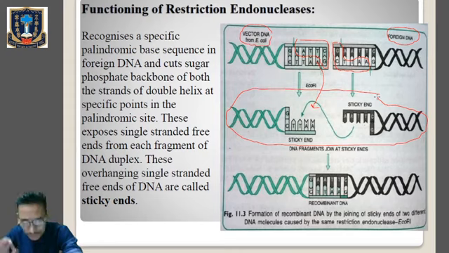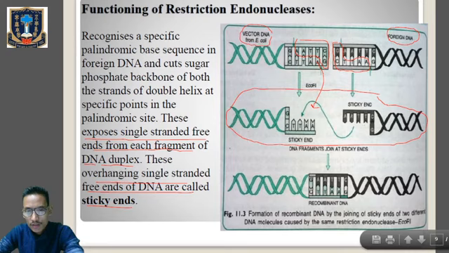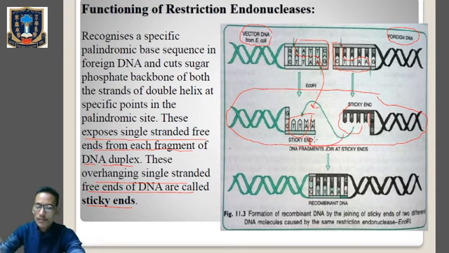Okay, now after the cut, the restriction endonuclease enzymes will expose the single-stranded free ends from each fragment of the DNA duplexes. So these are the exposed single strands of the DNA molecule. Okay, and these overhanging single-stranded free ends of DNA are called the sticky ends. These ends are called the sticky ends after being cut by the restriction endonuclease enzyme.